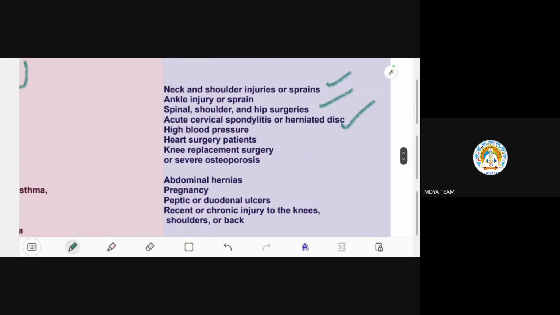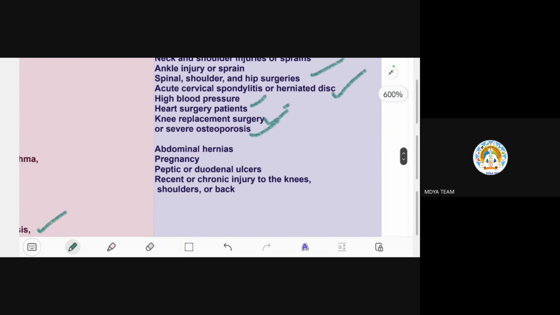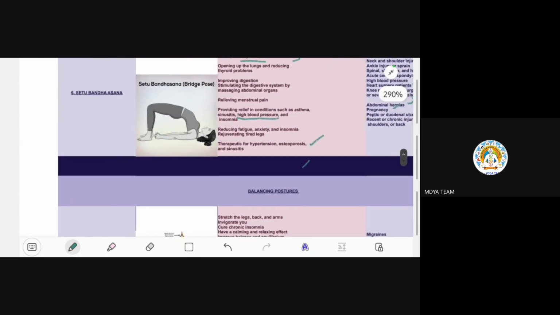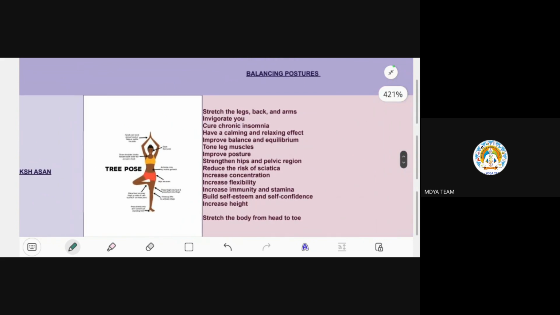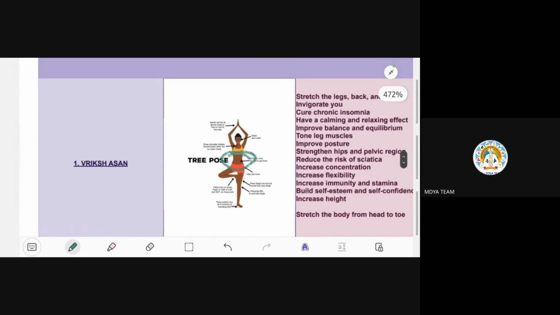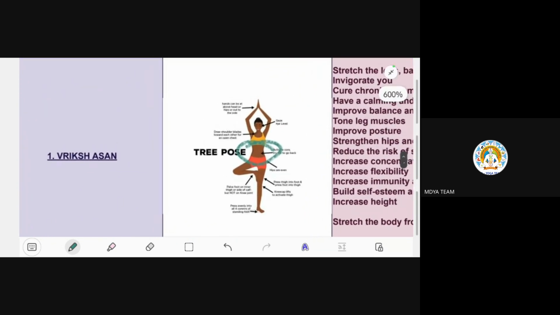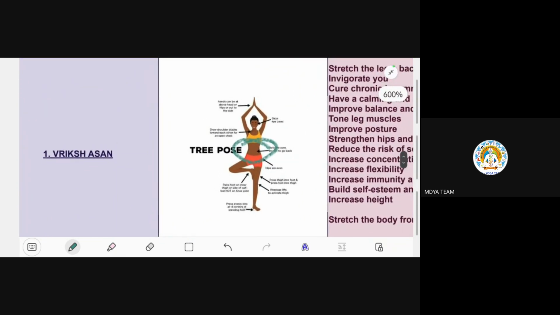Contraindications: heart surgery patients, knee replacements, severe osteoporosis, abdominal hernia, pregnancy, peptic or duodenal ulcer, and recent chronic injuries to the knees, shoulder and back. The last, balancing postures. Balancing postures, always remember, require your core strength. Okay, the core strength is what? The core strength is majorly understood as the center of your body.